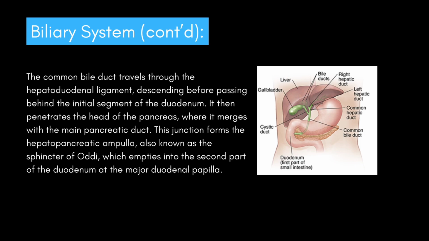The common bile duct travels through the hepatoduodenal ligament, descending before passing behind the initial segment of the duodenum. It then penetrates the head of the pancreas, where it merges with the main pancreatic duct. This junction forms the hepatopancreatic ampulla, also known as the sphincter of Oddi, which empties into the second part of the duodenum at the major duodenal papilla.